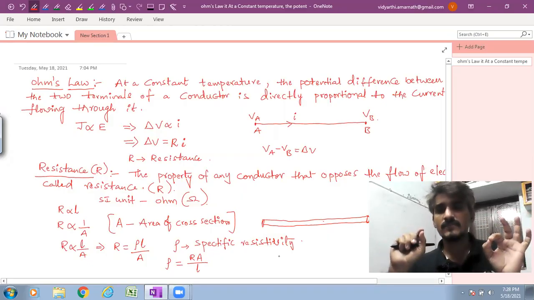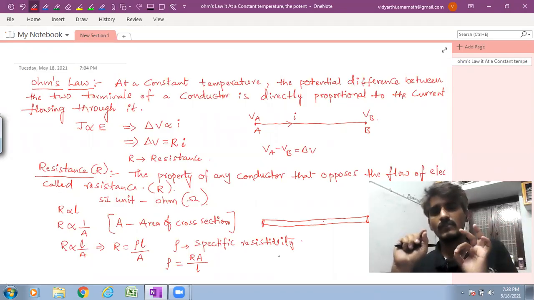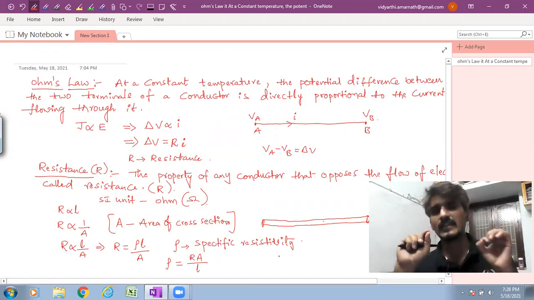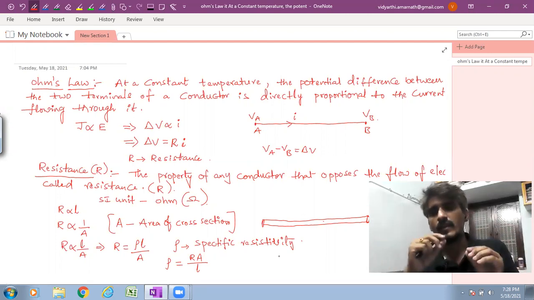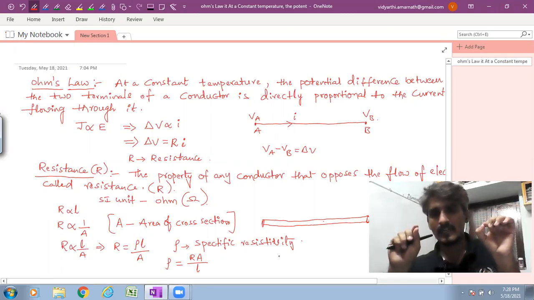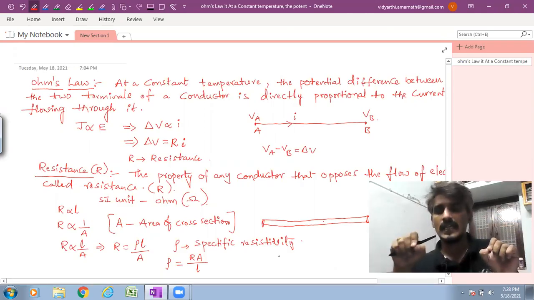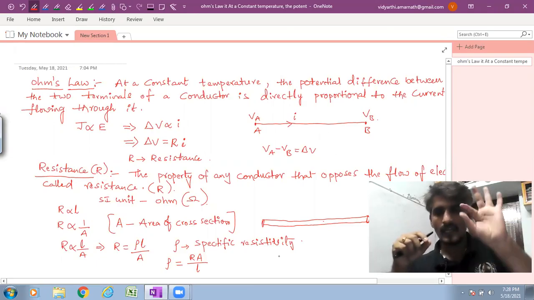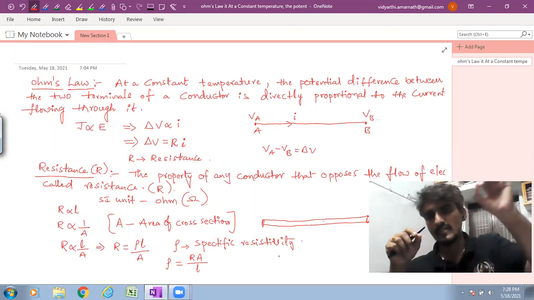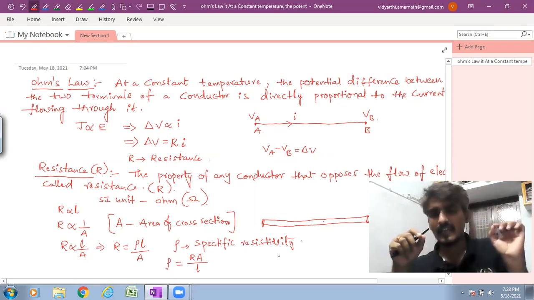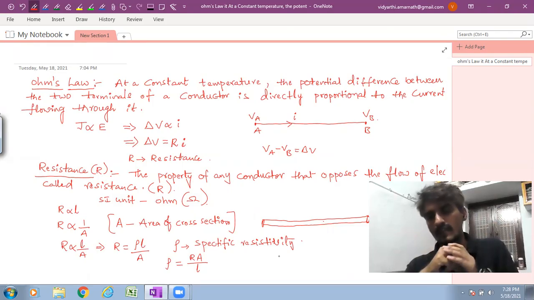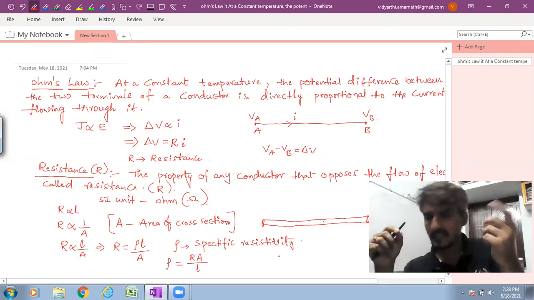Then each wire will give a different value of current. Suppose we connect those wires to the same battery. If we connect a copper wire to the terminals of a battery, it will give one current. If we remove that copper wire and add a silver wire between the two terminals of the battery, then the current will be different. If we take a gold wire, then the current will be different.